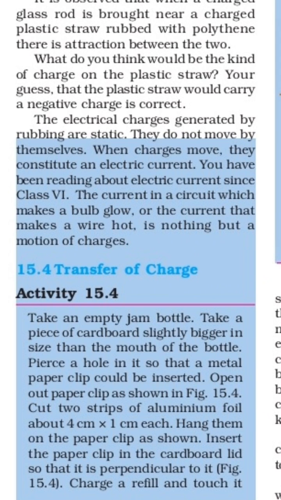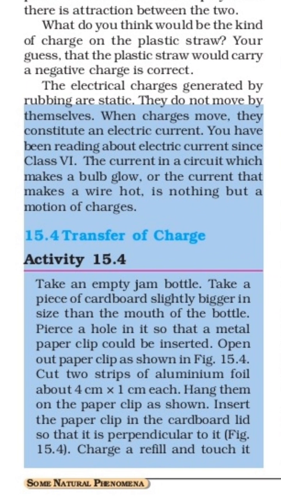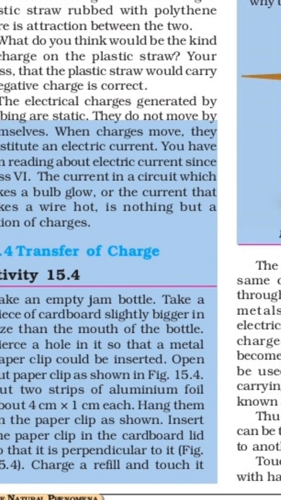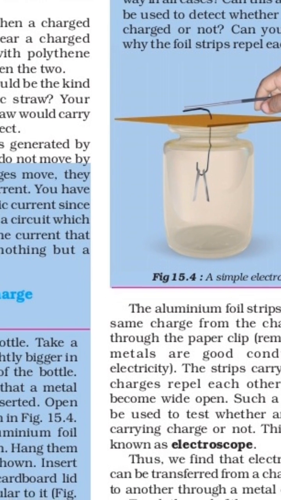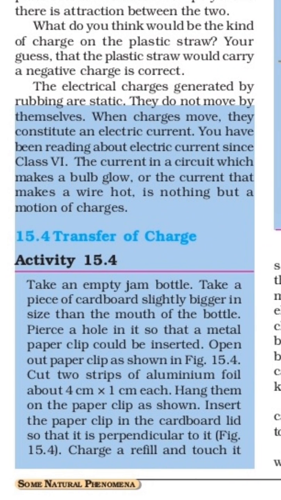Now our next point, transfer of charge. Activity 15.4. For this activity we have to take an empty jam bottle. Take a piece of cardboard slightly bigger in size than the mouth of the bottle. Here it is shown: an empty glass bottle and a card sheet which is bigger than the size of the mouth of the bottle.